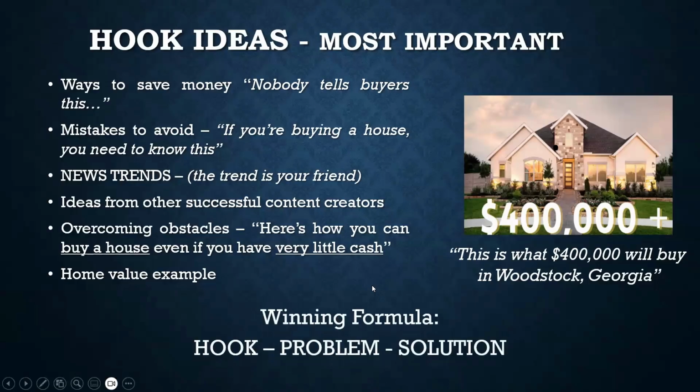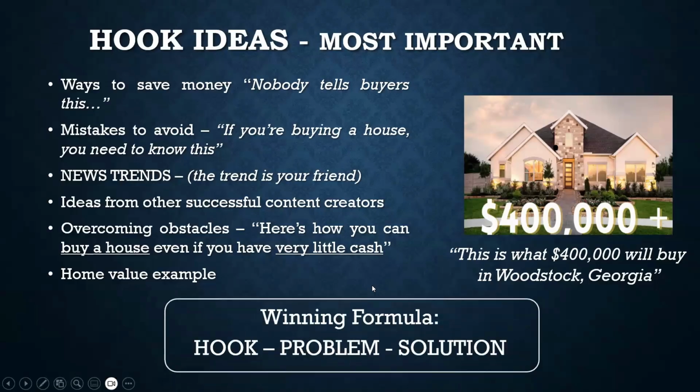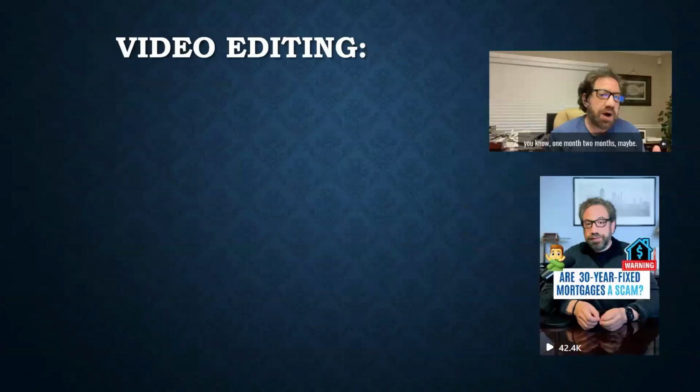Okay, so here is the winning formula: hook, problem, solution. You're going to think of the problem first. So the problem, let's say, is buyers don't have enough cash to close. And then you give them a hook and you say, you may be able to buy a home even if you don't have the cash saved up right now. That's a hook, but that wasn't really a real sticky hook. You could come up with something like, even if you're short on cash, you may still be able to buy a house. Here's how.